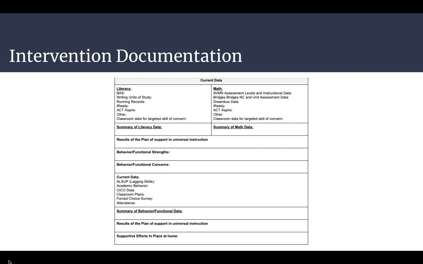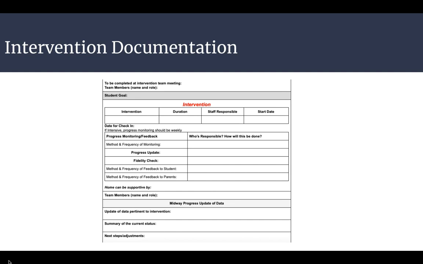Included within the student's profile are most recent assessment results, along with information about the student's social, emotional, and behavioral functioning. If data has been collected in any of these areas, there will also be a place to document that information.